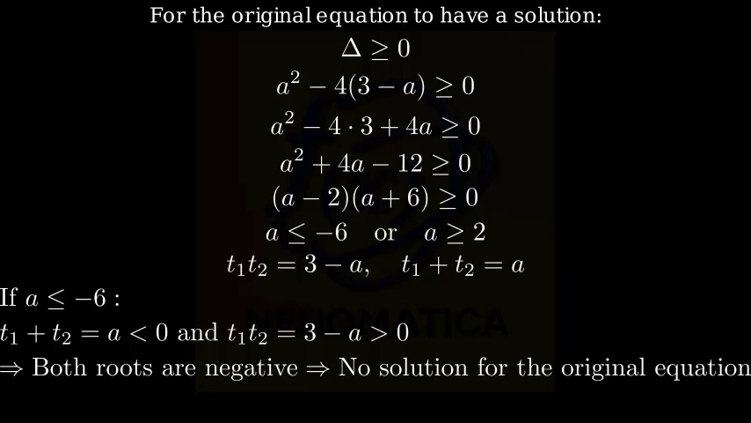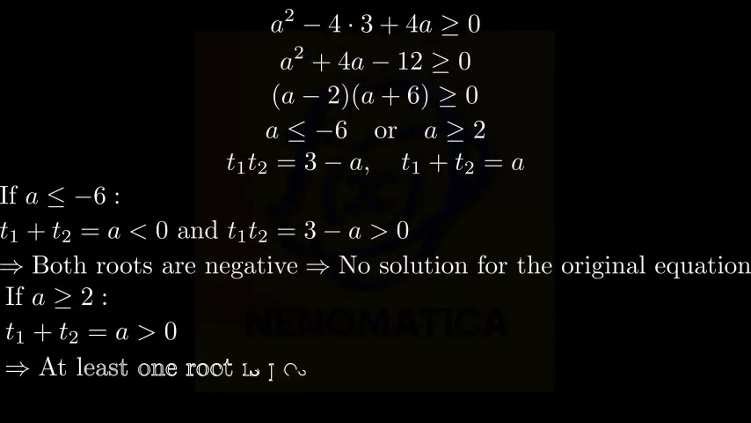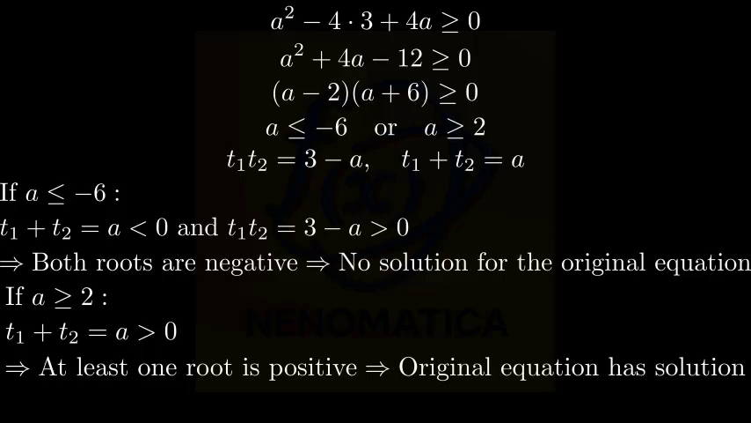Now, let's consider the second case, when a is greater than or equal to 2. Here, t1 plus t2 equals a, which is positive. Having a positive sum doesn't guarantee a positive root, but let's check further. When a equals 2, the discriminant is 0, giving exactly one root. This root would be a over 2 equals 1, which is positive.